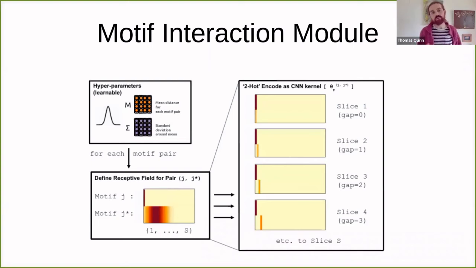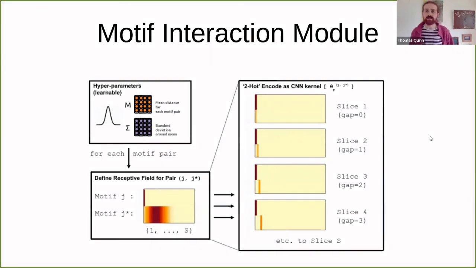Using these hyperparameters, we can define for each pair a receptive field that we can pass along the motif activity map to score the goodness of the co-occurrence. And this receptive field looks something like this, where one member of the pair is anchored at position 1, and the other pair follows some distribution based on the hyperparameters. As a technical implementation thing, we then take this and break it up into what we'll call a 2-hot encoded kernel, but that's not really important at a conceptual level. That's more of a technical implementation thing.